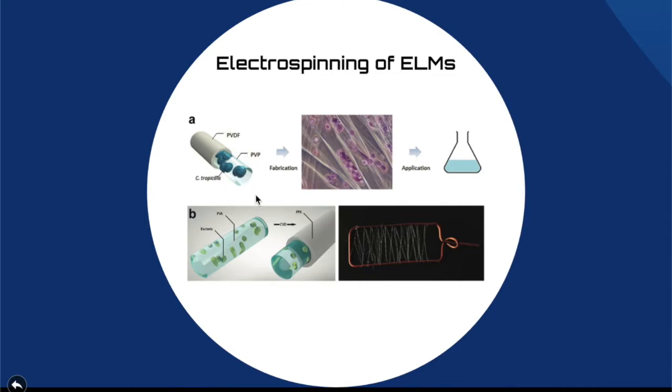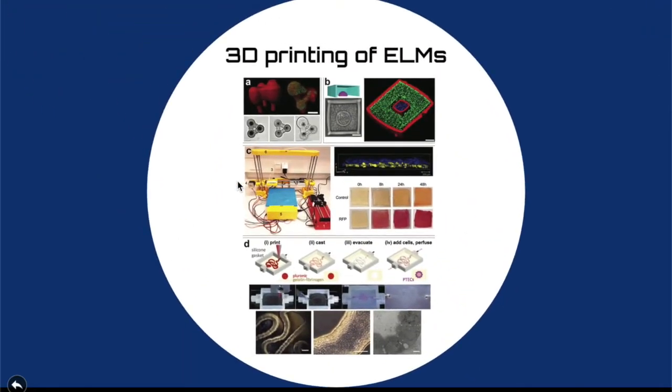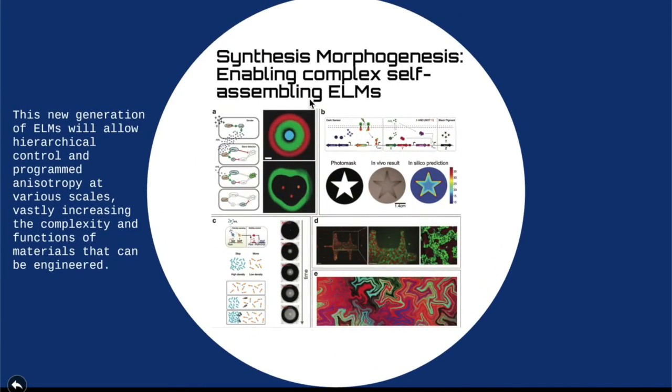But here, in the electrospinning, the fiber, they are putting the living materials or the microorganism inside. And this is the 3D printing. Basically, they are using the ink as their microorganism or the living materials, and then they print and make it in a 3D structure.